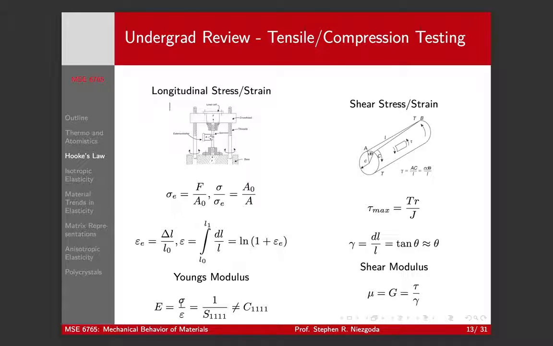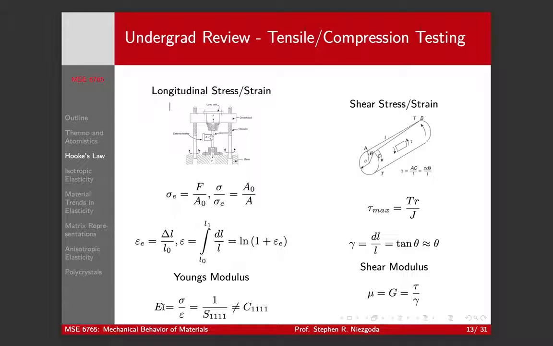So just as before, our relationship between these 1D scalar true stress and true strain is the Young's modulus. It's the slope of our stress strain curve.